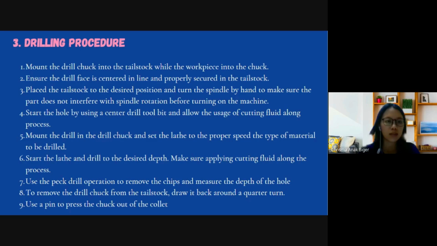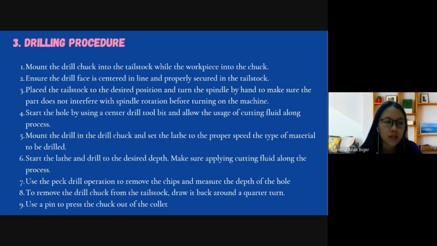Next, step number 4, we start the hole by using a center drill tool bit and allow the use of cutting fluid along the process. Mount the drill in the drill chuck and set the lathe to the proper speed for the type of material to be drilled. Next, start the lathe machine and drill to the desired depth. Make sure to apply the cutting fluid along the process.